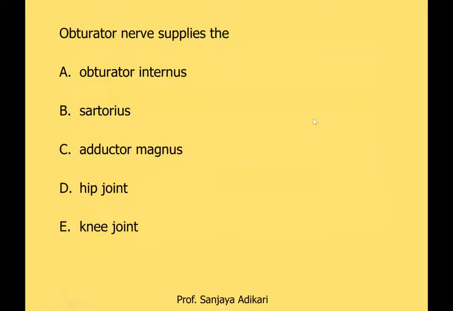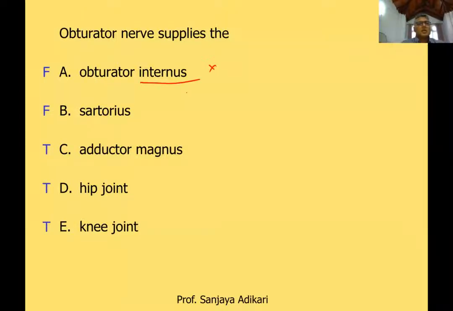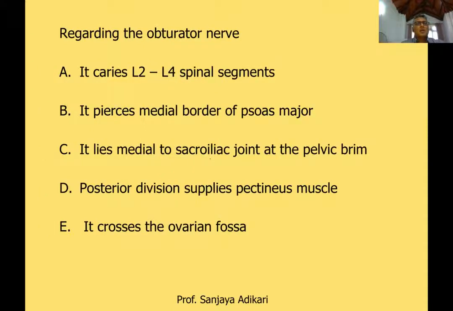Okay, try this one. It's a straightforward question again. The obturator nerve supplies obturator externus, not internus. Sartorius is supplied by the femoral nerve. Adductor magnus, yes, the adductor component of the adductor magnus. The hip joint is supplied by the obturator nerve, by the anterior division, I think. The knee joint is supplied by the posterior division.